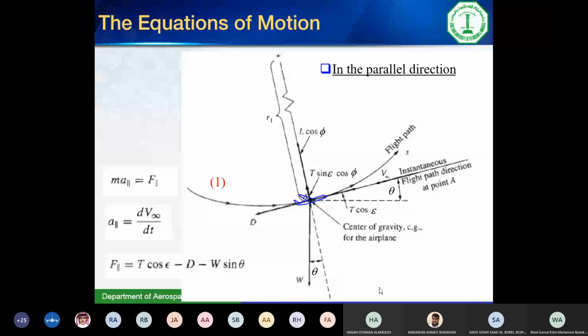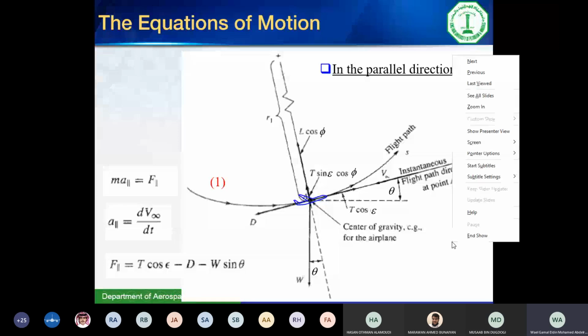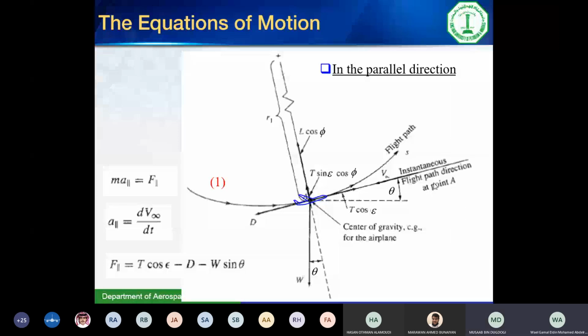Mus'ab? Yes, can you hear me? Yeah, I can hear. Go ahead. Let's start with the forces. Write me the forces in the normal direction. L cosine phi, positive, correct? Minus W cosine theta, correct? Plus thrust sine epsilon cosine phi. Correct. Plus the thrust sine epsilon cosine phi. So you have three components, which I don't have on this screen right now, but you have correctly written the three components. Now this should equal the mass times the acceleration in the normal direction, right?